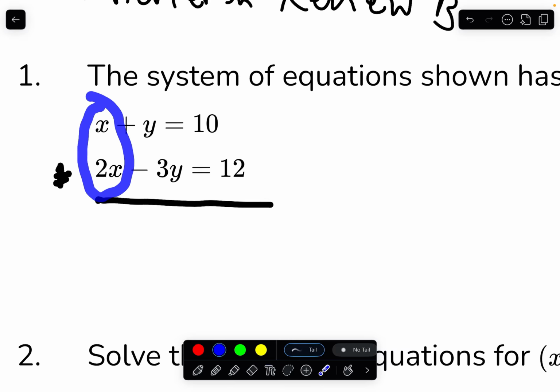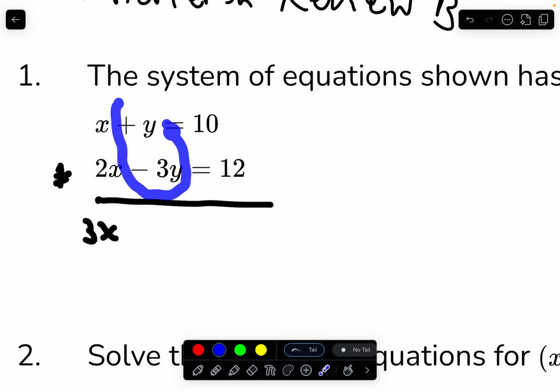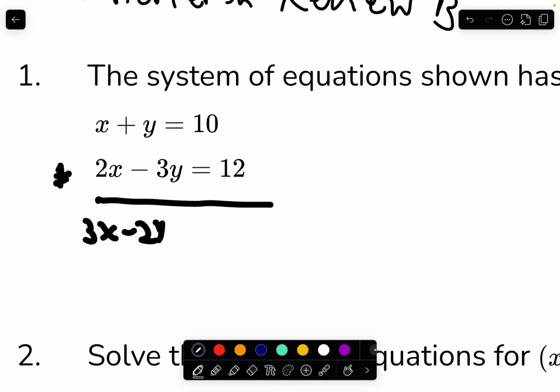x plus 2x is 3x. You would get y plus a negative 3y as negative 2y, which is exactly what they want you to solve. What is the value of 3x minus 2y? And if you add 10 and 12, you get 22. So the answer is 22.